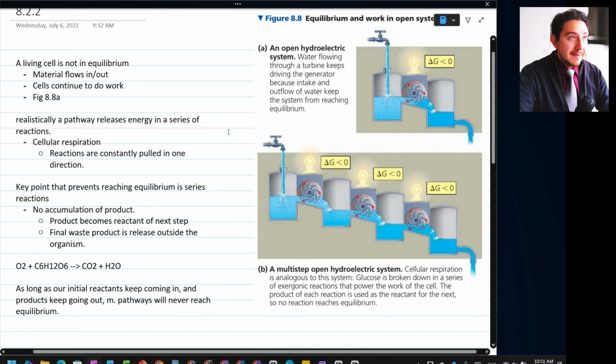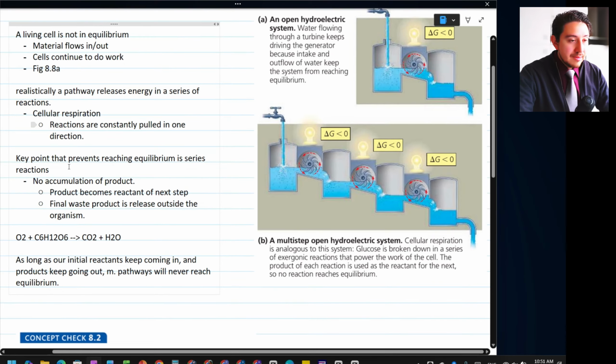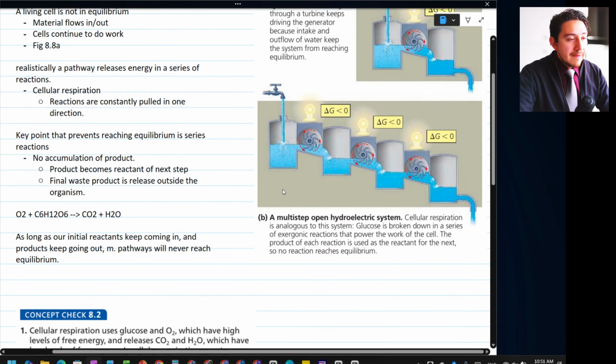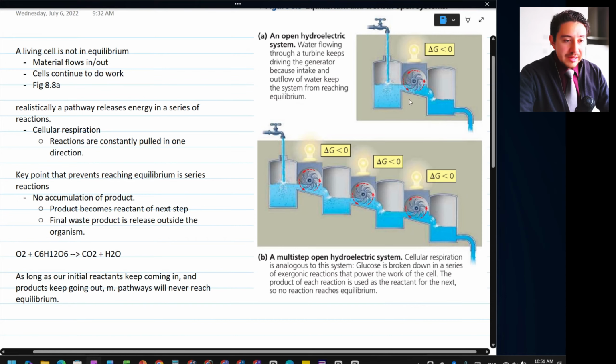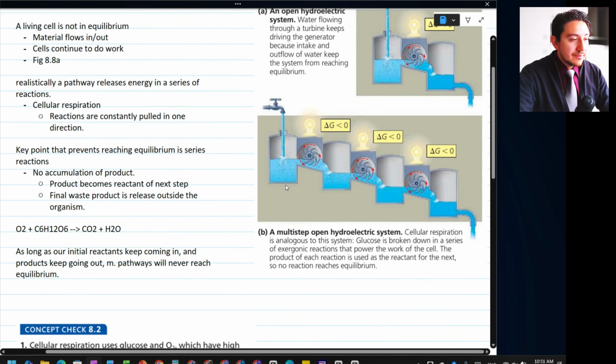Realistically, again, having that analogy to metabolic pathways, you release energy in a series of reactions. Let's say like glycolysis. We have glucose turning into pyruvate, ultimately converting to carbon dioxide. Cell respiration. So it goes from one reaction that will induce another reaction, that will induce another reaction, and so forth. So it's never a one-to-one basis. It's a multi-step process.